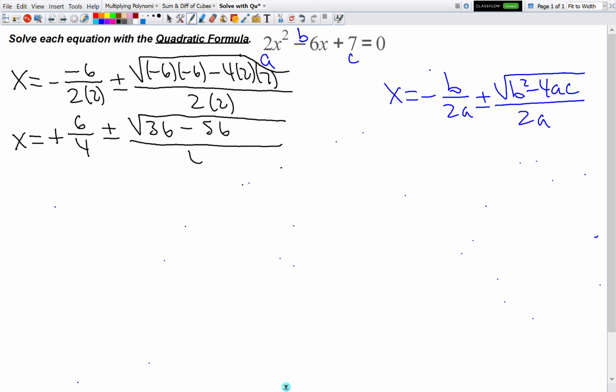All over 4. Okay, so I kind of wrote a little bit too much for the line, so let me just erase some of this part right here. I don't need it to be that long. Okay, so let's move on to the next step.